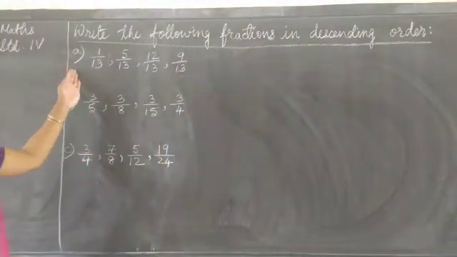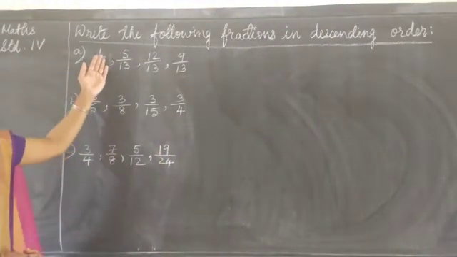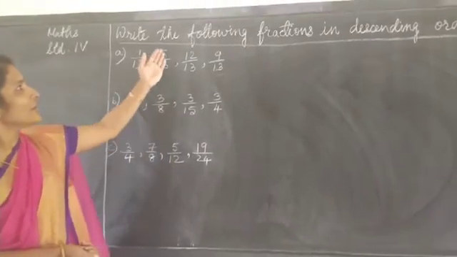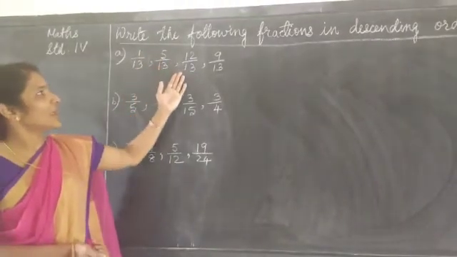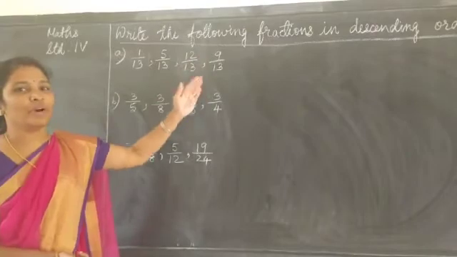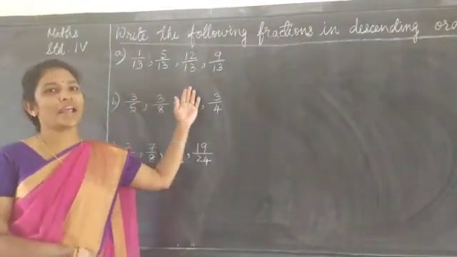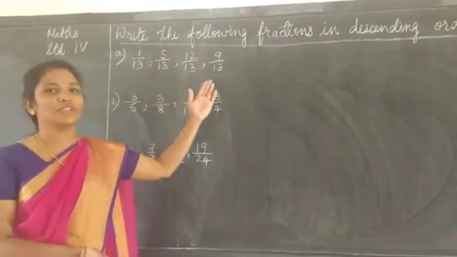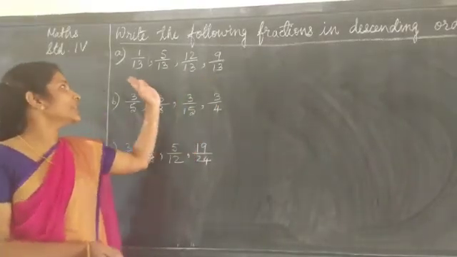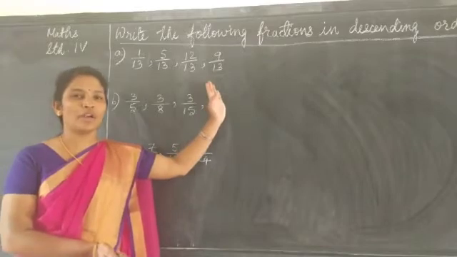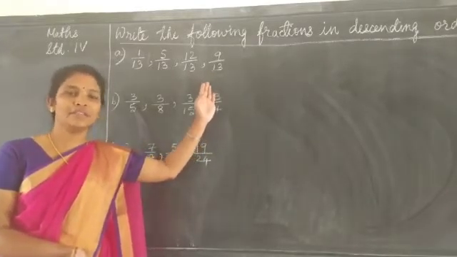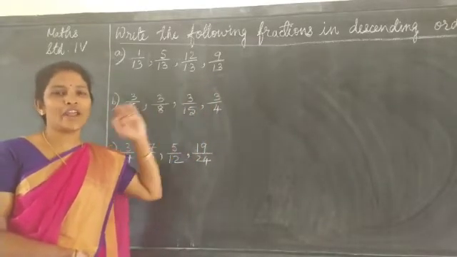Let's see the first question. You can see here 1 by 13, 5 by 13, 12 by 13 and 9 by 13. Here all these fractions have the same denominator. 13 is the denominator for all the fractions. Means these all are like fractions.